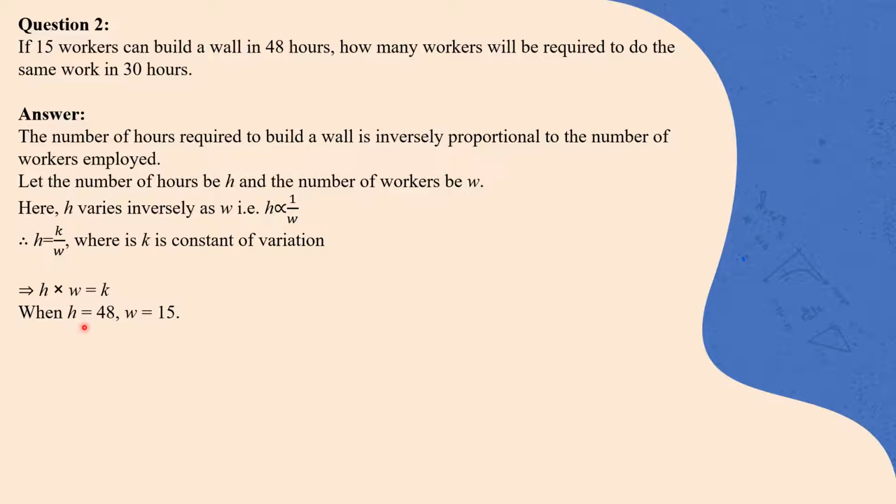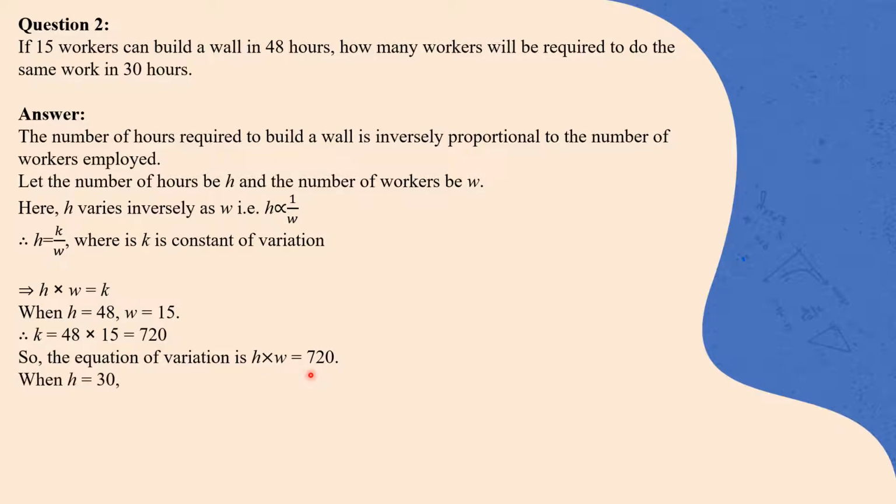Now, it is said 15 workers can build the wall in 48 hours. So when H is 48, W is 15. Substitute the values of H and W in your equation of variation and find the value of K. So K is equal to 48 into 15, which is 720. So the value of K, that is the value of your constant of variation, is 720. Substitute the value of K in your equation of variation. So your equation of variation is H into W is equal to 720.